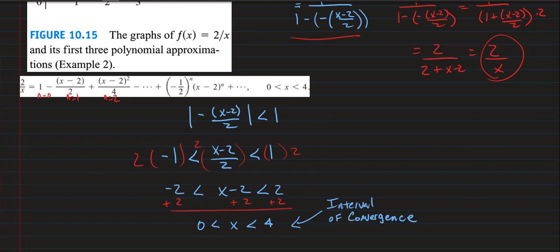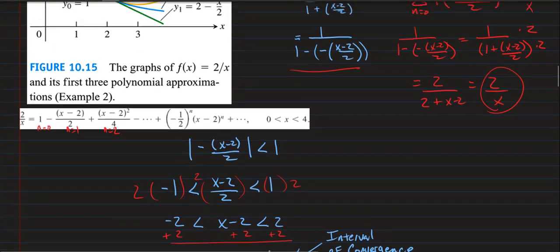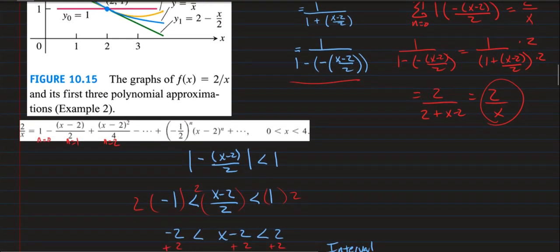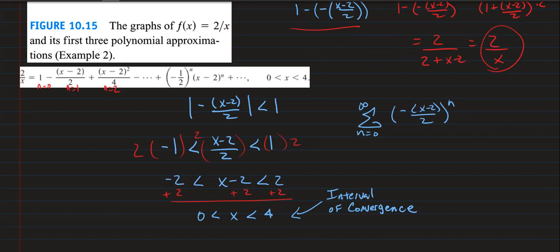So the infinite series that would represent the function y equals 2 over x is going to be this series, and the interval of convergence for that series is going to go from 0 to 4. Where is this series centered? The series is centered at x equals 2, because I said if we had x minus a number raised to a power, then that's where the series is centered.